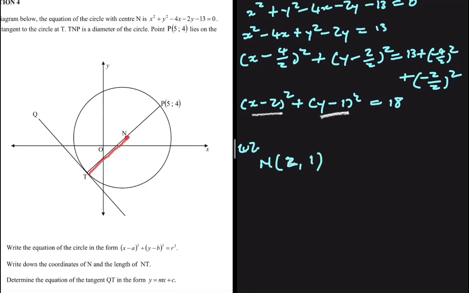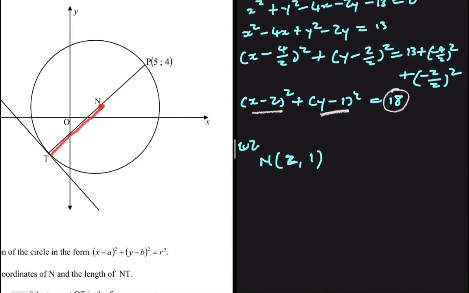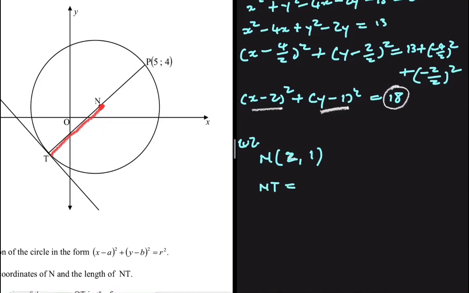And then how can we find the length of NT? Like we've already deduced, NT is the radius, and in our equation we have radius squared. So we can go ahead and say that NT is equal to the square root of 18, because 18 is the radius squared and NT is our radius, so NT shall be equal to the square root of 18. Let's move to 4.3.